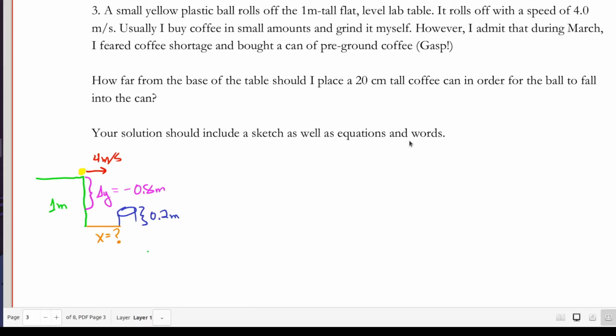Again, conveniently, just like the previous two examples, the initial velocity here is horizontal, so we're really exercising the same skills here. Let's first find out how long it takes to fall 0.8 meters, and we can use that to figure out how far it will travel at 4 meters per second for that amount of time to get the x location for that coffee can.